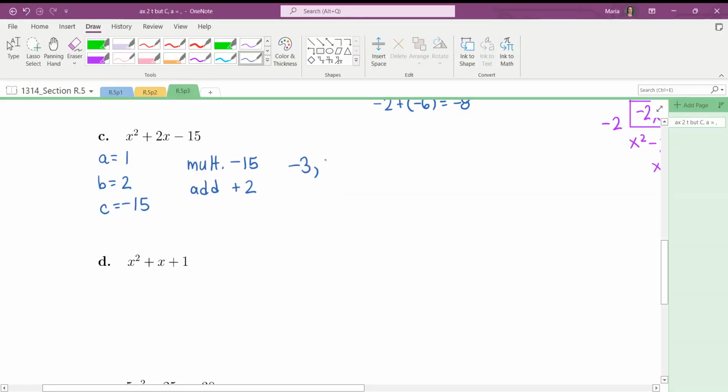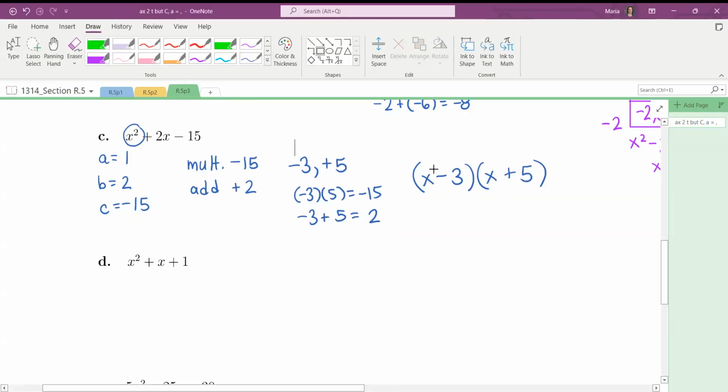So I'm going to look at negative 3 and positive 5. Because if I do negative 3 times positive 5, I get negative 15. And if I do negative 3 plus positive 5, I'm going to get positive 2. So those are my numbers. I can go ahead and just write down the factorization. I've got something times something. The x squared is going to break down into x times x. And then to fill in the numbers, just use the numbers that we found. So x minus 3, x plus 5. Done. We have factored.